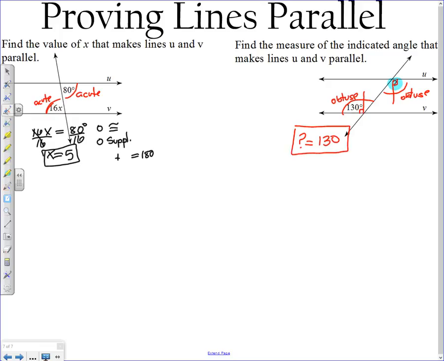Okay, and that's it. That's how you do the homework. In most cases, they're either going to be congruent or supplementary. Congruent or supplementary.